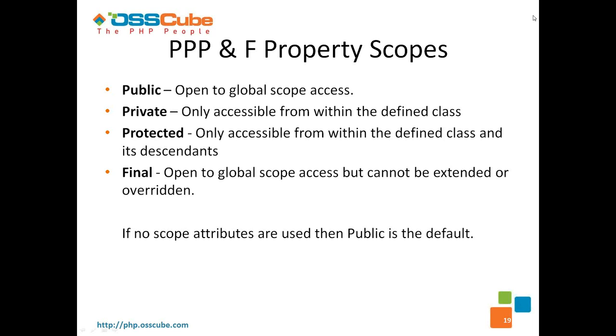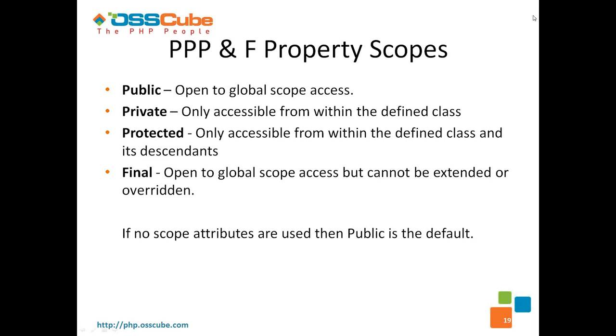So public is open to global scope access. It's very similar to any variable or function within a PHP file that's accessible file-wide. So that's the most accessible, and it's also the most vulnerable. So you have to be careful using public if you're concerned about the stability of your classes.